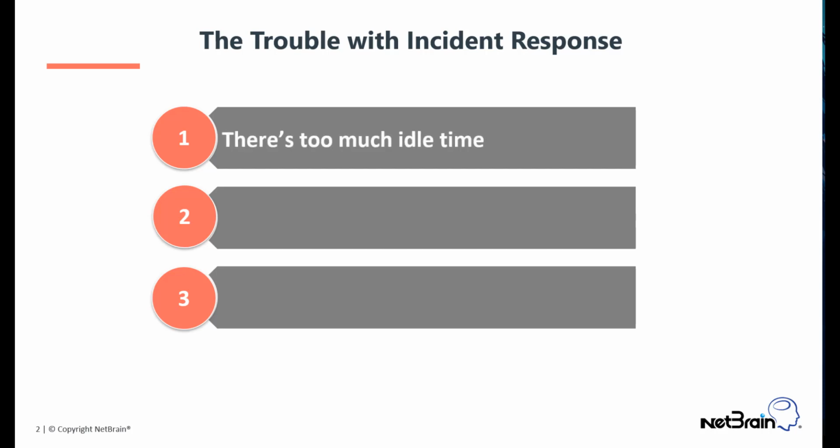There's too much idle time between incident creation and engineer response. Tickets often sit untouched because an engineer is busy with other issues. Isolating the problem area is difficult, and if engineers don't spend a lot of time tracing out the critical path, they can end up in the wrong area or looking for the wrong problem altogether.